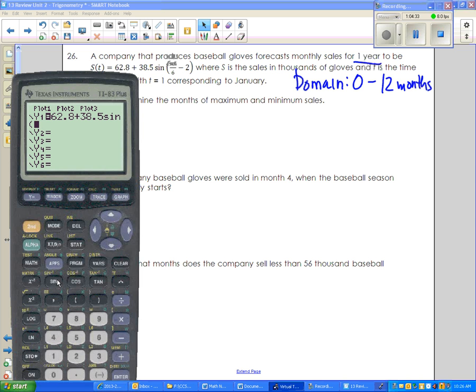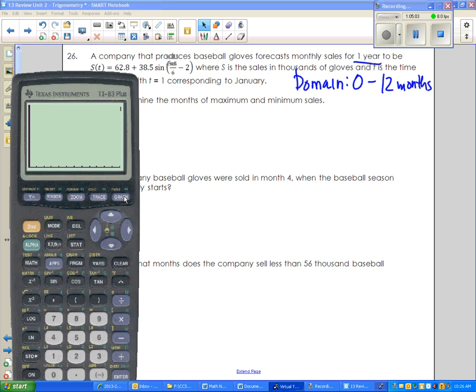But that 62.8 is my midline. It is the average. Okay, and so then we've got pi times t divided by 6 minus 2. And I think that's it. And we also said that since t is measured in months, we want to go from 0 to 12. And if I think about my y max, 38.5 plus 62.8, let's just go ahead and say that it's about 110.